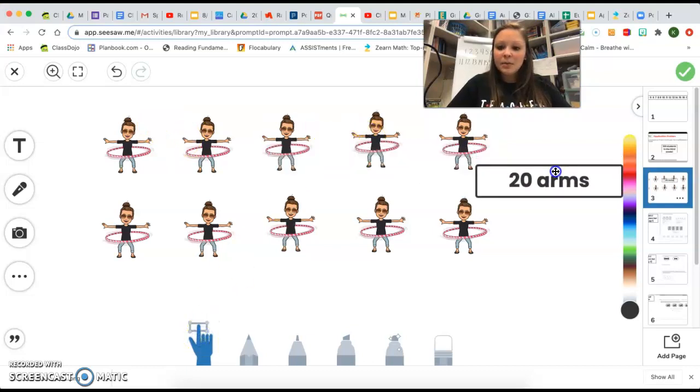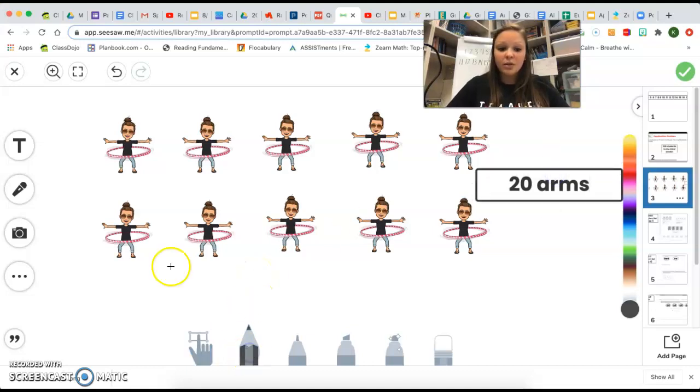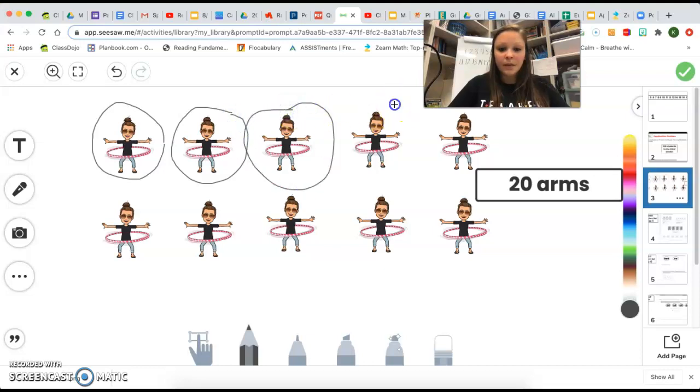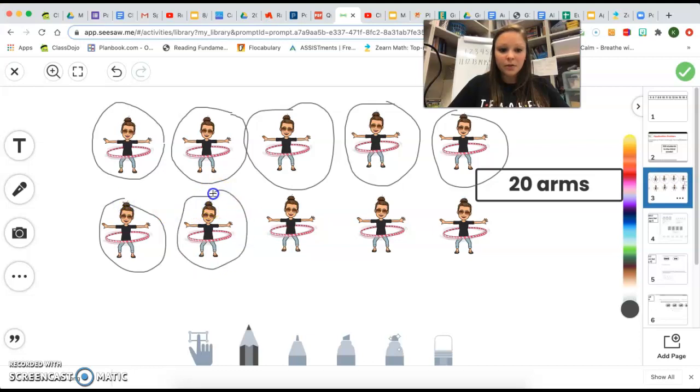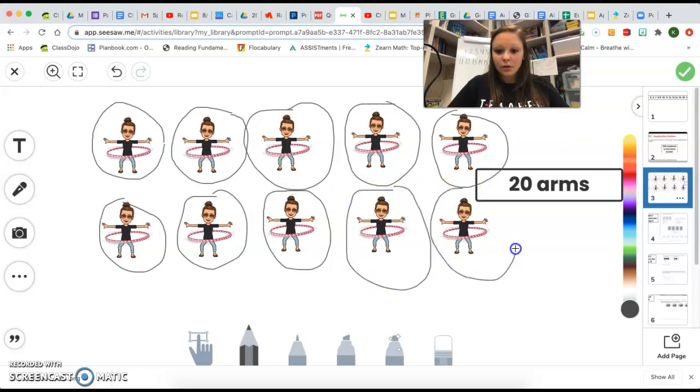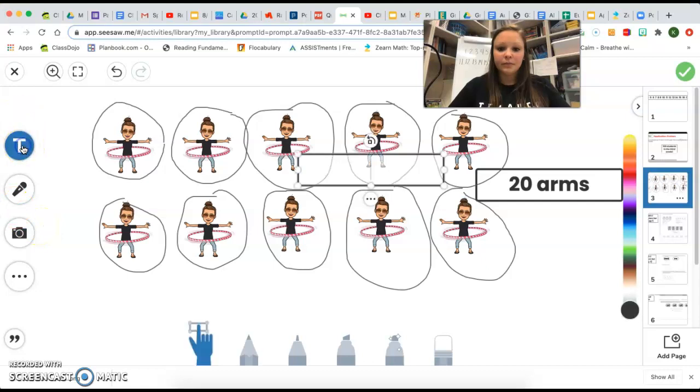But I want to put these arms into groups. So what I'm going to do is circle the equal groups. Here is a group of 2. Here is a group of 2. Here is a group of 2. Here is a group of 2. Here's a group of 2. And here's a group of 2. And so on, ten times. So now I have my groups circled. How many groups do I have? Yes, I have 10 groups.